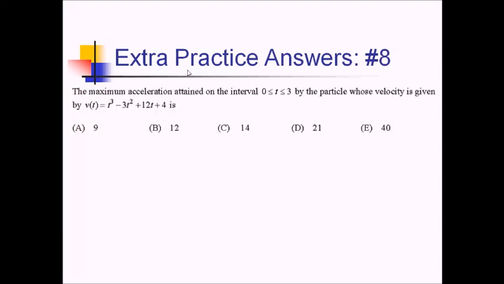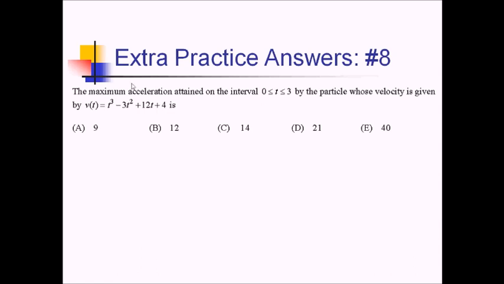For this problem, we want to know the maximum acceleration attained on the interval 0 to 3 by a particle with a velocity given by this v of t function down here. If I'm trying to maximize something over a closed interval, then the candidates test is going to be my best bet. So I'm going to have to find the acceleration function and plug in the endpoints 0 and 3 along with any critical values for acceleration.